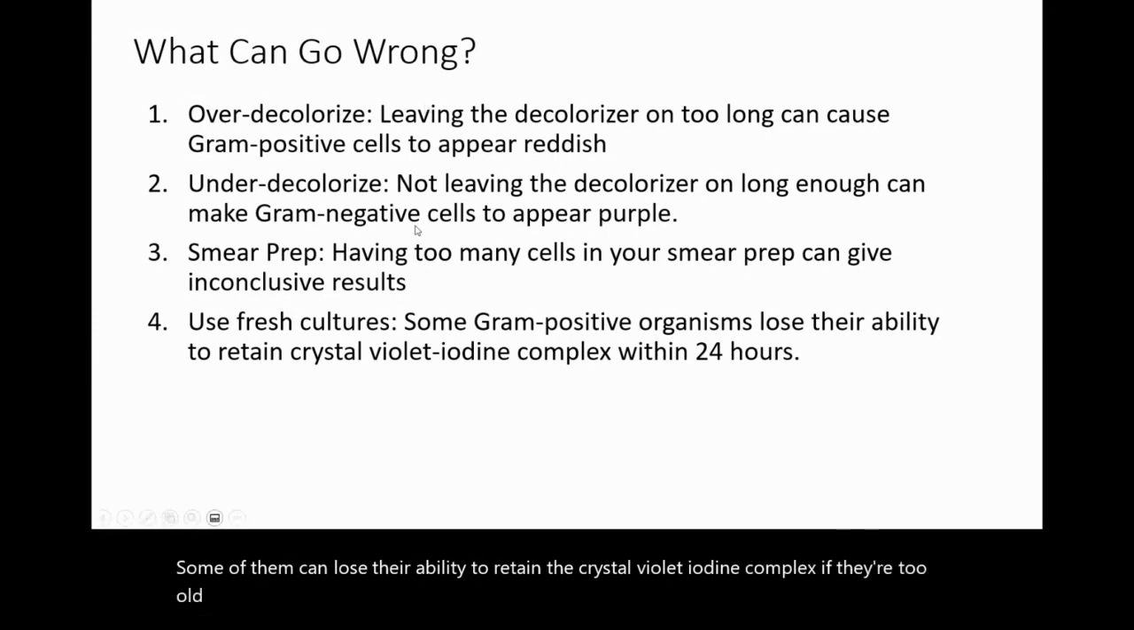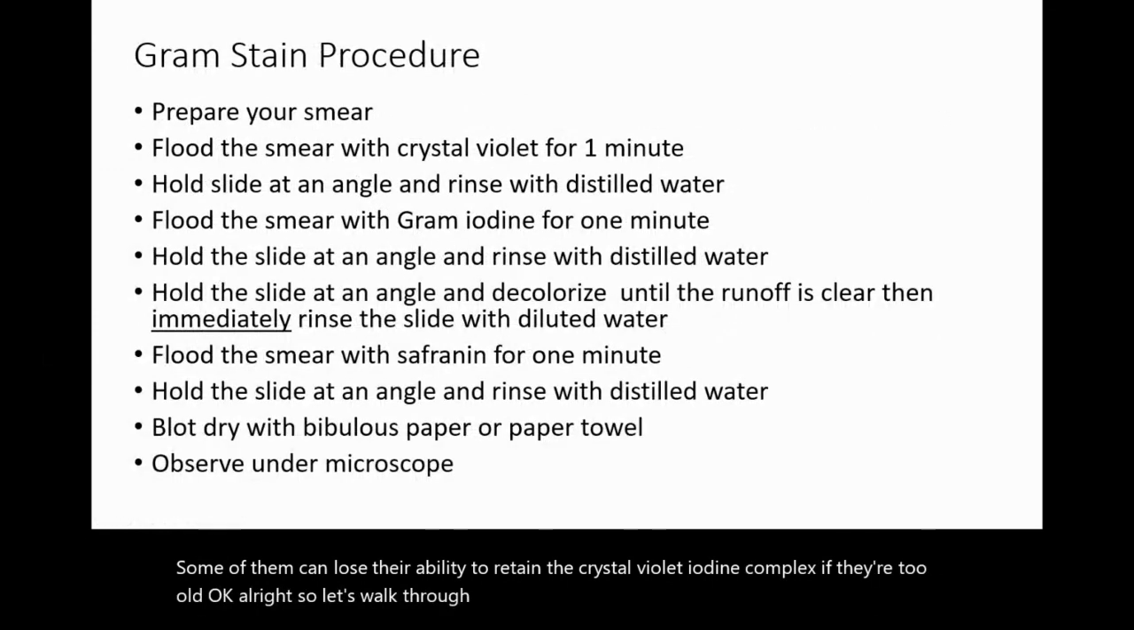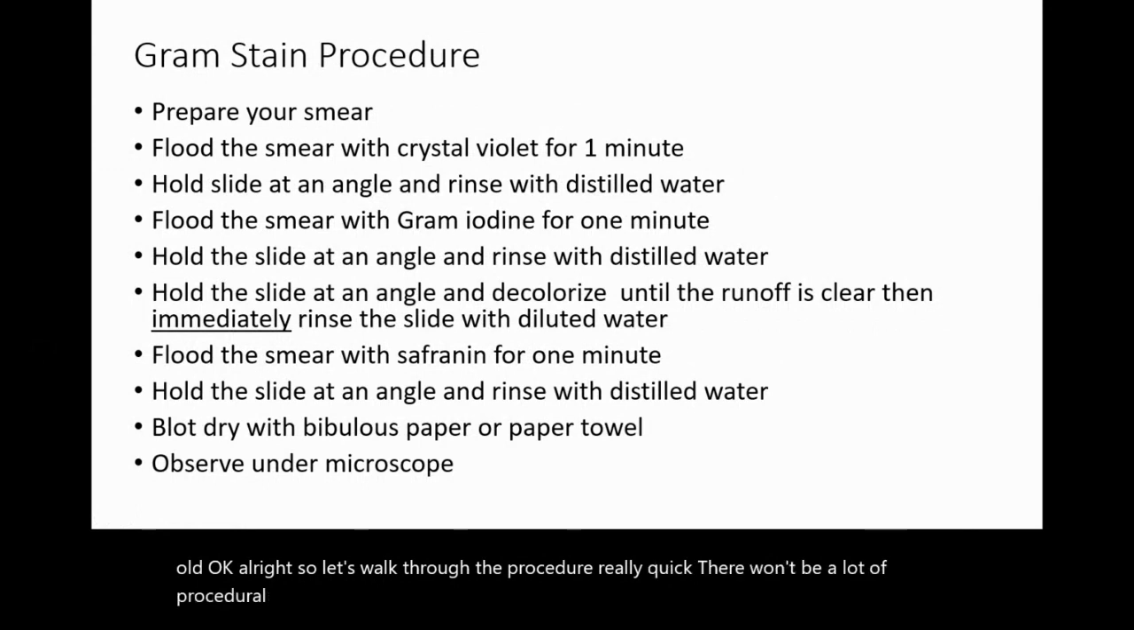Okay? All right, so let's walk through the procedure really quick. There won't be a lot of procedural steps on your lab exam. You will need to know what the 4 steps are, like the crystal violet, then iodine, decolorizer, and safranin. But this is just so you get an idea of what you'd be doing if you were in the lab.